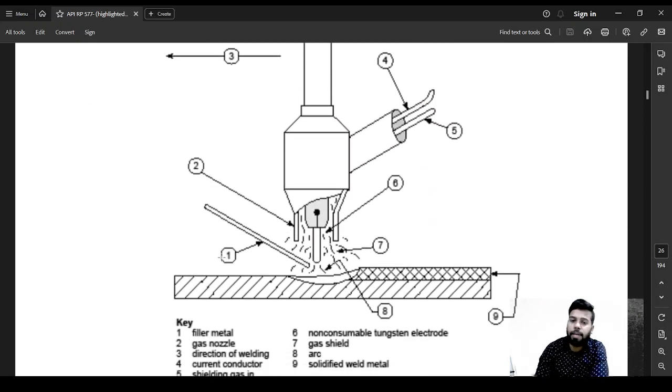This is done with filler metal. Here is your tungsten electrode which does not melt. This is the filler wire that we are using. This filler wire would be melted and deposited on the weldment, and this would be your base metal. And this area around the electrode is going to facilitate your shielding gas to pass through the weldment and create a protective environment.